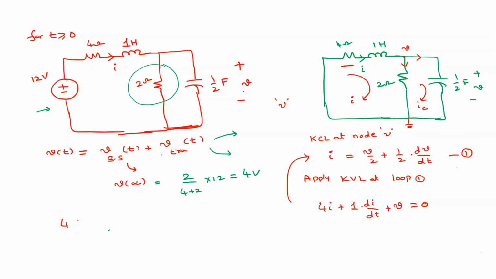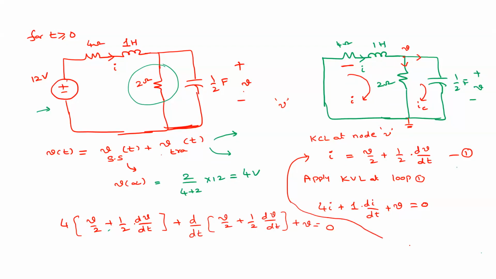So 4 into V by 2 plus dV by dt, plus, what is di by dt here? Derivative of I, right? 1 by 2 into dv by dt plus 1 by 2 into d square v by dt square. It is d by dt of this entire thing, v by 2 plus 1 by 2 dv by dt, plus v equal to 0. Understood?